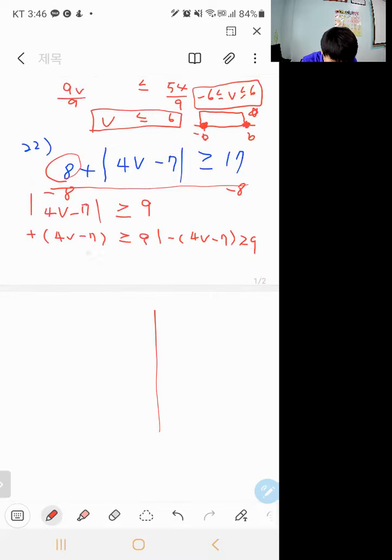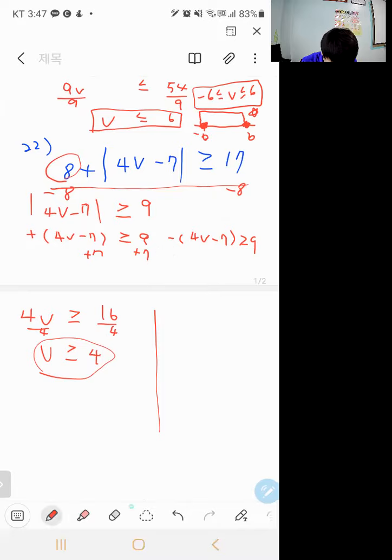So I'm going to add 7 on both sides for this one. So 4v is greater than or equal to 16. V is greater than or equal to 4, right? If you divide by 4 on both sides. That's one. Okay.